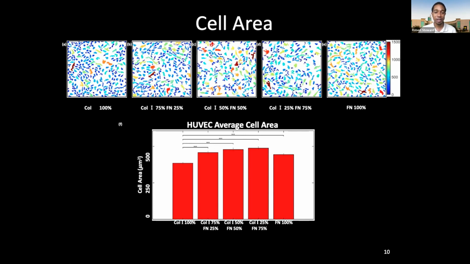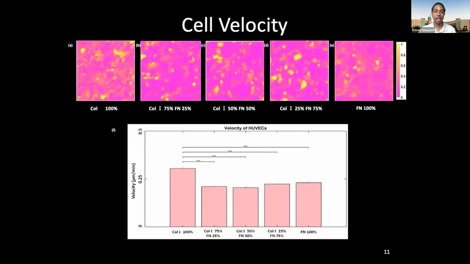And more importantly, it's the ratios that actually matter. We only used two proteins, but of course, as I talked about earlier, the native ECM consists of multiple proteins at any given point in time.